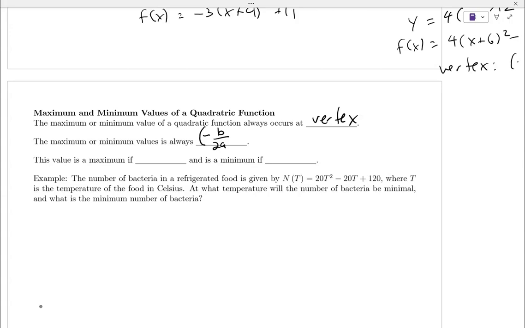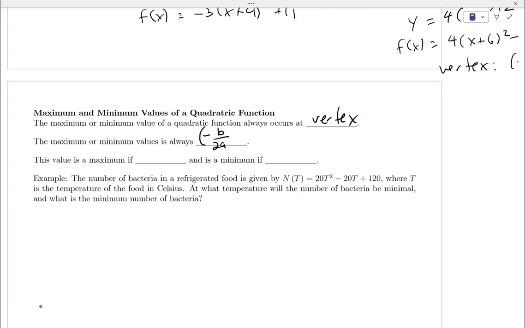Remember, we flip the sign in the middle, that's why it's minus. The sign's always opposite for the x-coordinate. The b value is what we're interested in to figure out how to complete the square. How do we complete the square? Well, we had to divide it by 2, but we also had to factor out the a. That's why that's at the bottom. So we can always figure out the x coordinate by doing minus b over 2a.